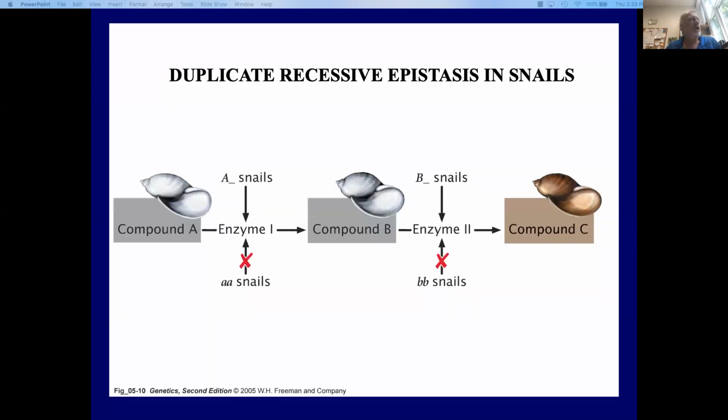And so here's what is going on here. The dominant A allele produces enzyme 1, which converts compound A to compound B. The dominant B allele produces enzyme 2, which converts compound B to compound C, making the snails a normal brown color. But little a snails don't make enzyme 1, and little b snails don't make enzyme 2, and therefore the snails end up staying white.